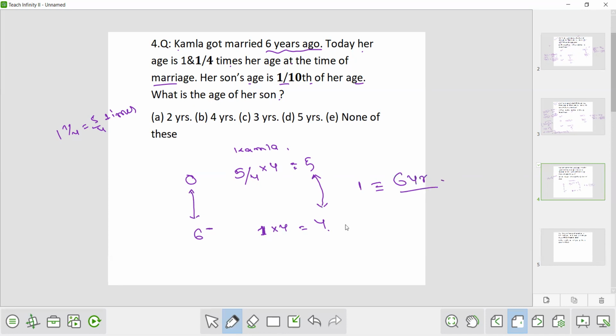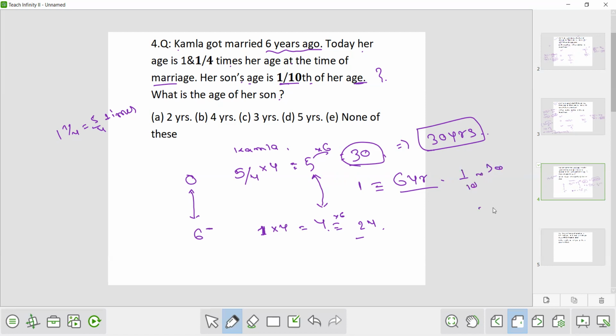So 1 is equivalent to 6, so 4 will be equivalent to how much? It's 6 times, so it will be 24. So 5 will be equivalent to 5 into 6, it will be 30. So Kamla's present age is 30 years. Now her son's age is 1/10 of her age. So her son's age will be 1/10 into 30, that is 3 years. So C is the correct answer, 3 years.